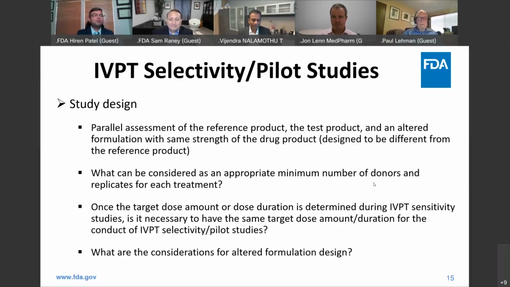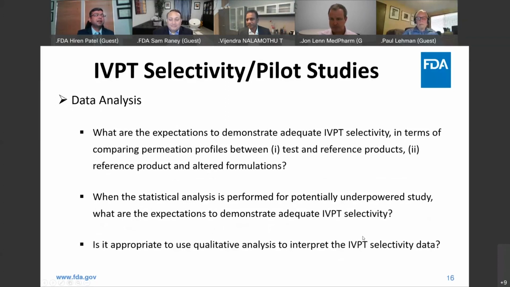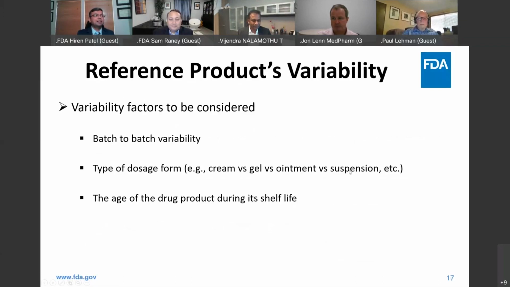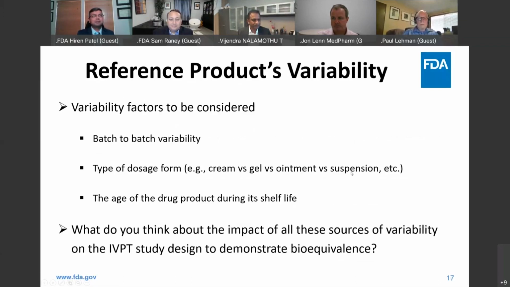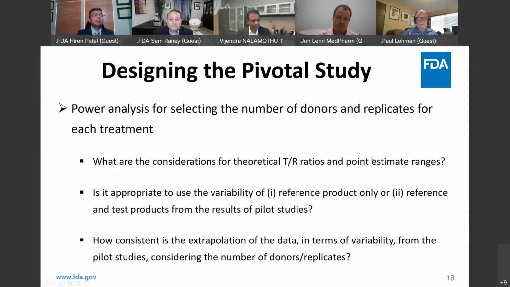Okay, so we are at the 3:05 mark. Thank you for your feedback. I'm just going to quickly run through the slides. The data analysis, I know we don't have enough time, so we will be talking in the next session. I think we all know this is about reference product variability, and we always refer to this as aiming at a moving target. We don't have enough time to discuss it, but this is a critical element when we talk about topical drug products. And my last slide is about designing the pivotal study, which, because we don't have enough time, we will also discuss in the next session.